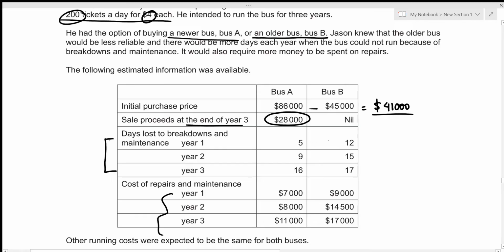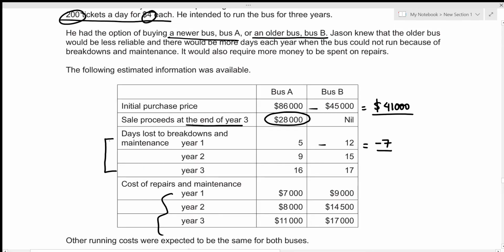So clearly we can see that the days lost to breakdowns and maintenance for year 1 is higher for bus B. That's going to be 5 minus 12, which gives us -7. And if the days lost to breakdowns and maintenance for bus B is higher than bus A, it means that the receipts for bus B are going to be lower because we already lost our income for these 7 days, and we just need to figure out that particular income.